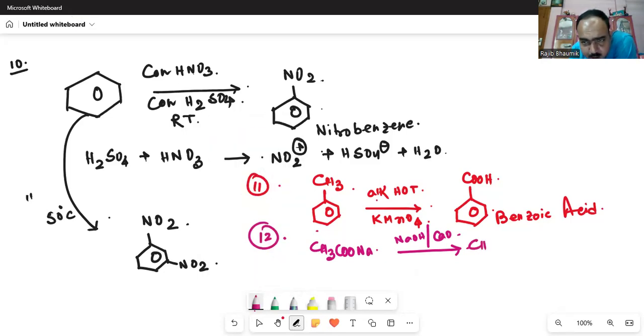CH4 plus Na2CO3. This Na2CO3 comes from where? Actually, decarboxylation reaction evolves CO2. The CO2 is absorbed by the sodium hydroxide. It is a very good absorbent of CO2. That's why the mixture produces Na2CO3, sodium carbonate, as a byproduct.